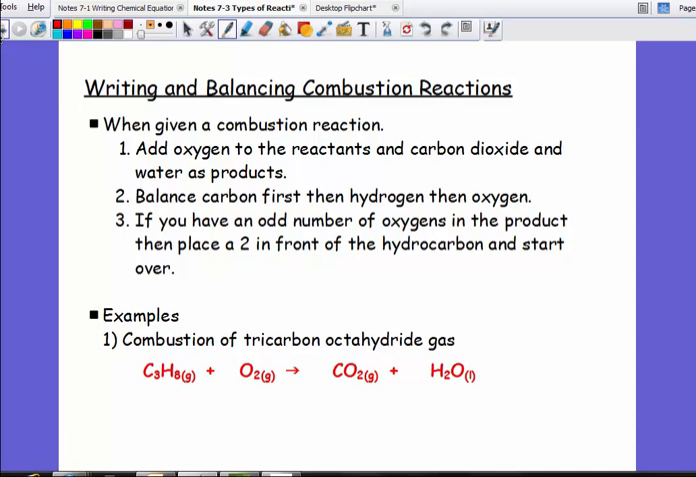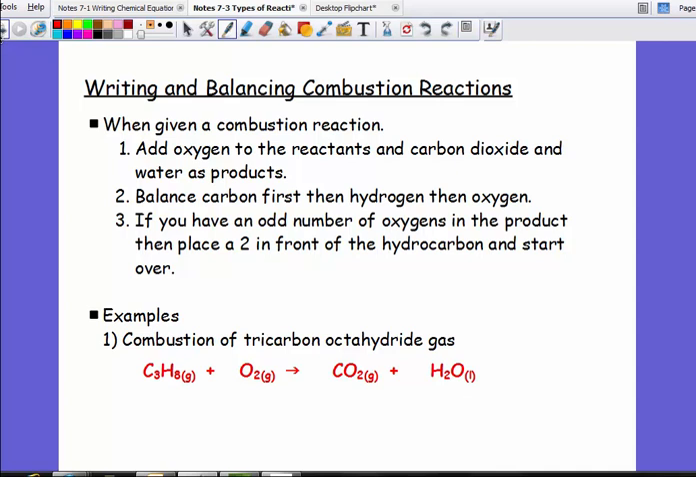The first example I have here is the combustion of tricarbon octahydride. When you take your exam for this unit, this is exactly how I am going to give you the problem statement. Again, you have to know tricarbon means 3 carbons, octahydride would be 8 hydrogens.